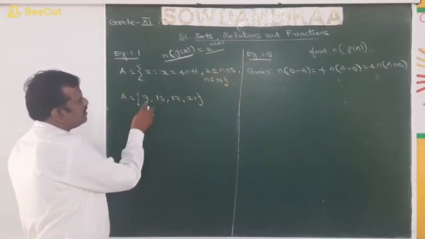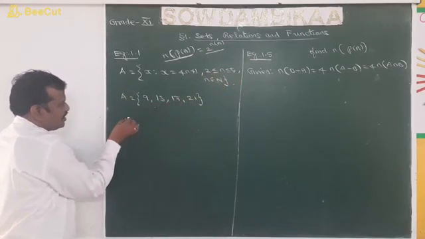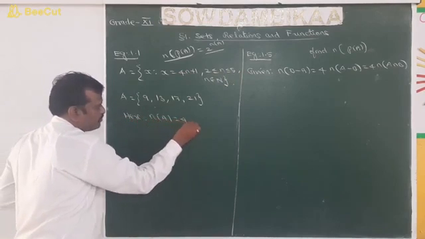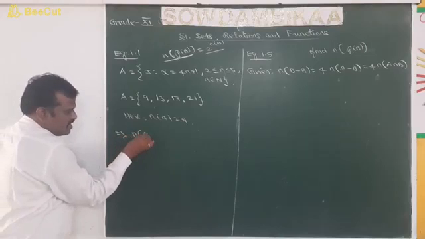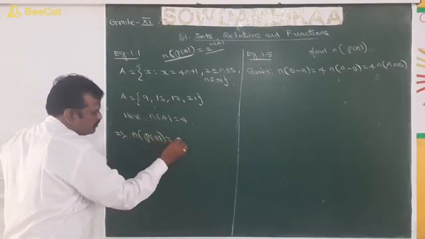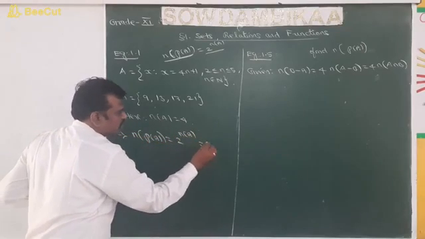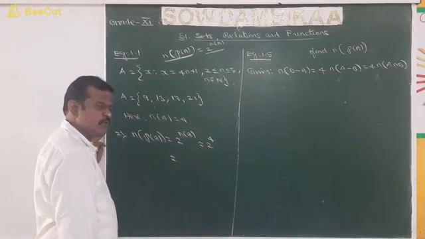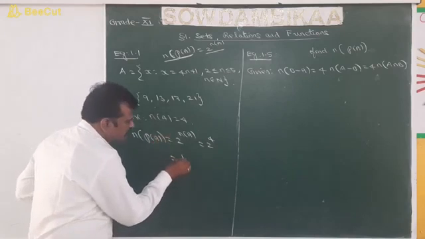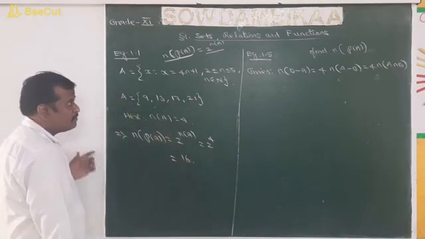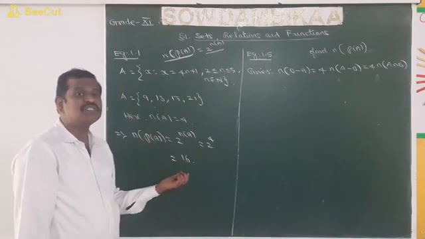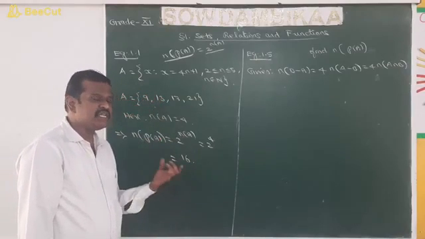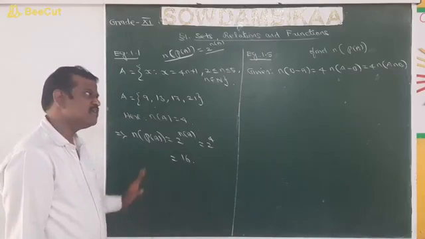So how many elements are there? 1, 2, 3, 4 elements are there. Therefore, here n of A is equal to 4, which implies n of P of A is equal to 2 power n of A, which is equal to 2 power 4. What is 2 power 4? 2 into 2 into 2 into 2. 2 2s are 4, 4 4s are 16. Therefore, the number of subsets of A is equal to 16. Therefore, the set A has 16 subsets. Is it clear? Okay.